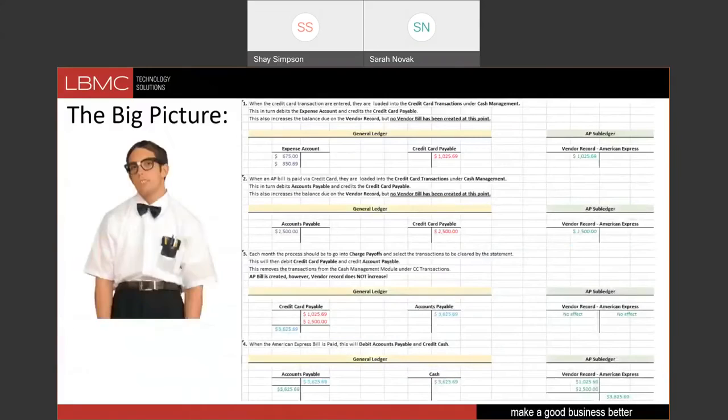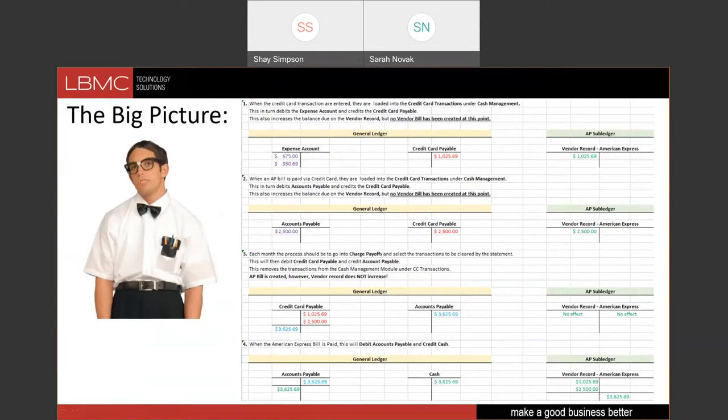Okay, so now let's look at the big picture. I am old school, and I like to pull out T accounts because I want to see visually what this is doing in Sage Intacct. So when those credit card transactions are entered, it debits our expense and credits our credit card payable. That's when it increases how much is due on the vendor record, so it's showing I owe $1,025.69 to American Express.